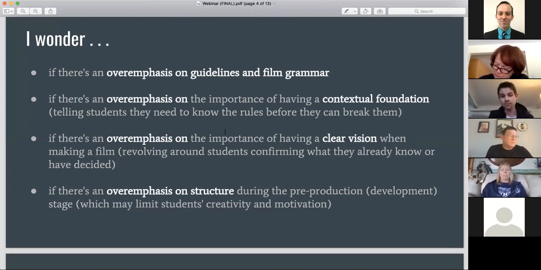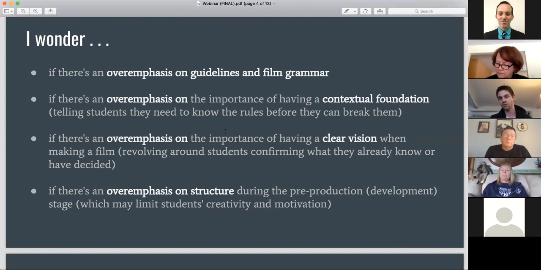And finally, I wonder if there's an overemphasis on structure, especially during the pre-production phase. So I think, again, pre-production is obviously a great opportunity for students to learn really important skills. For example, writing a script, there's a lot you can learn from that. Storyboarding, it's a fun activity that students can learn from. But I wonder if it's overemphasized, because what I've seen through some of the internships that I've been doing, one in New York, one outside of Providence, including working with my own students in Japan, is that when pre-production and structure is emphasized to too strong a degree, and I'm going to be going into this a little bit more later, the mind of the students kind of shuts down a bit.